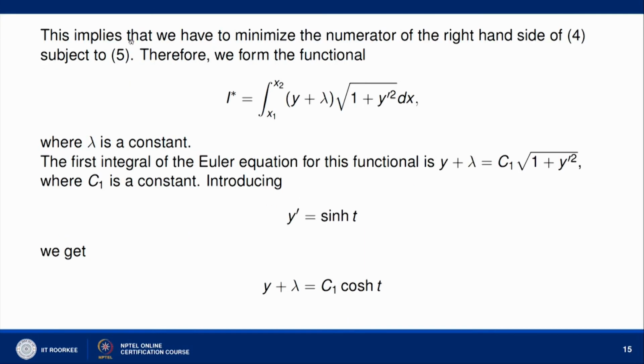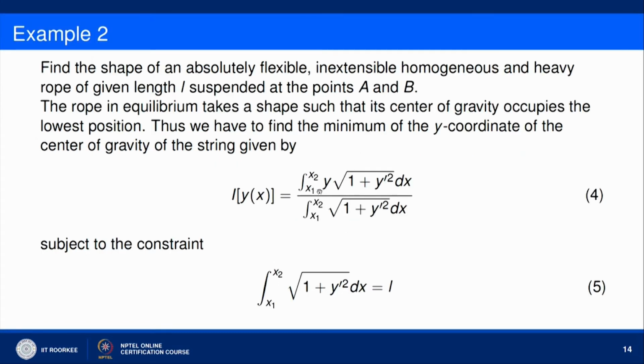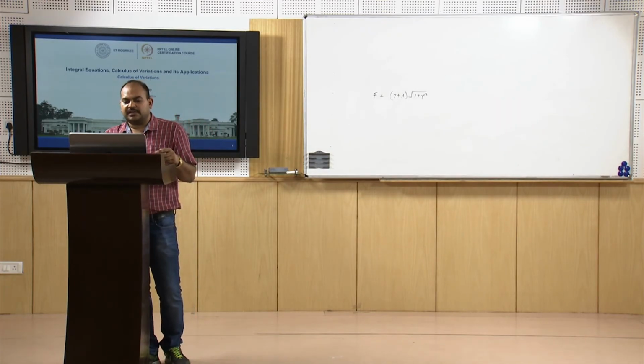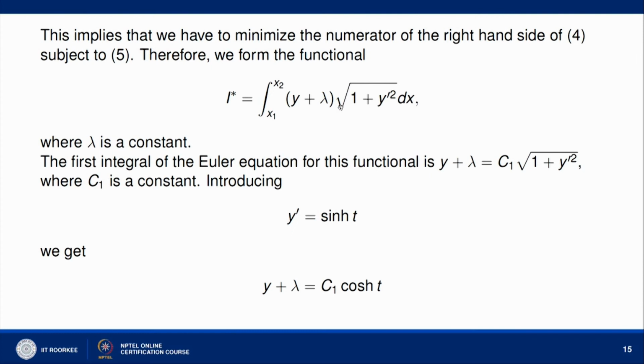So here we want to minimize the numerator of the right hand side of 4 subject to 5. So we want to minimize this numerator, keeping this thing as constant, that is L. So here we form the functional I star, that is the integral from x1 to x2 of y plus lambda under root 1 plus y dash square dx, and here lambda is a constant.